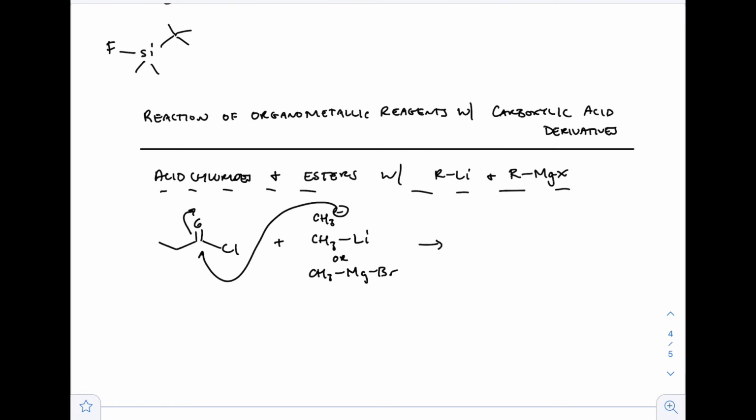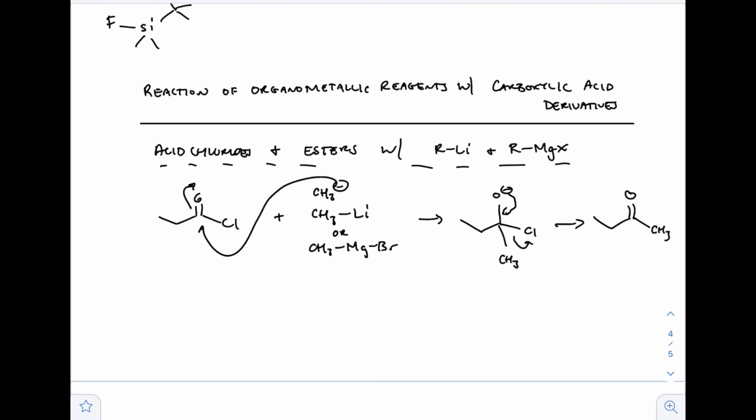So we've got our nucleophile attacking the carbonyl group, because that is the most electrophilic site. The electrons go up to oxygen, then back down to kick out that good leaving group, chloride. Okay, so we do have a ketone now, but remember these guys are very reactive. So another methyl lithium can come along and react.